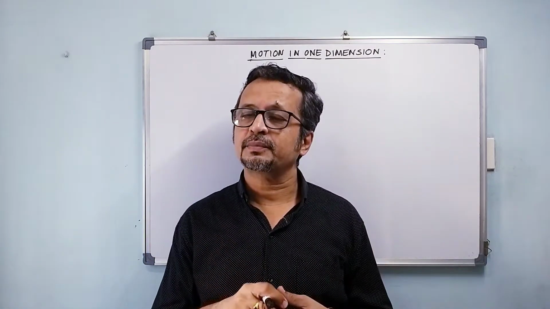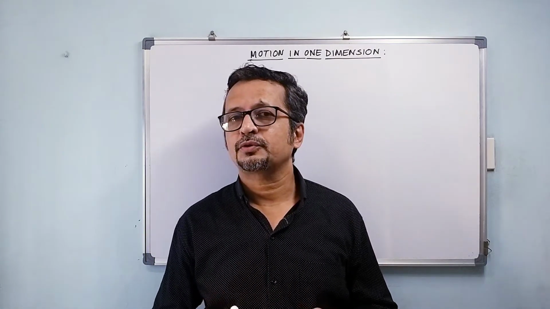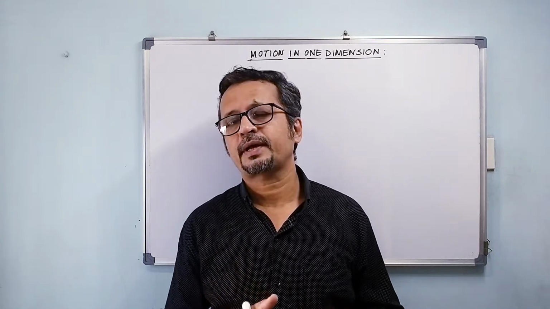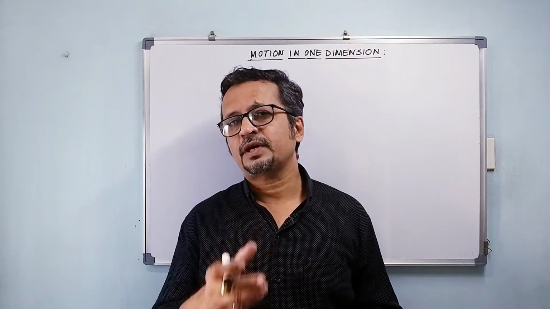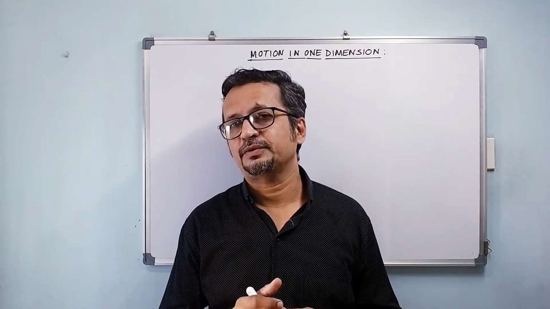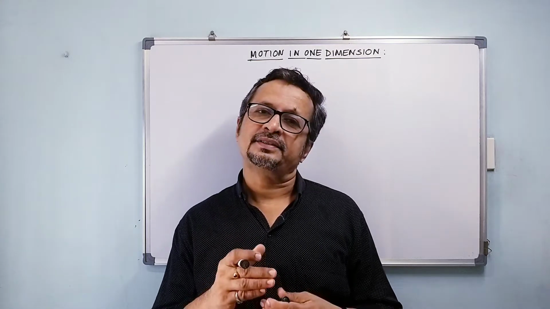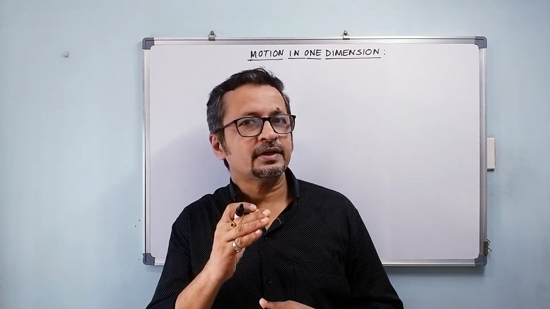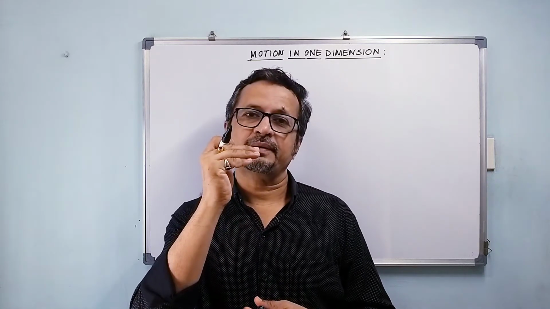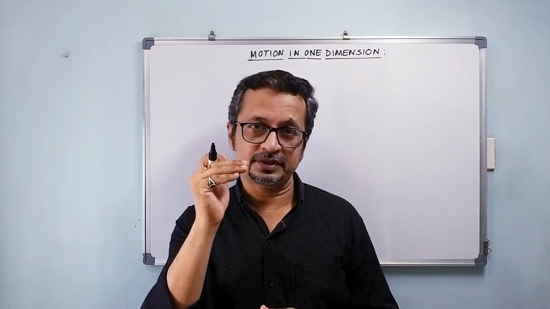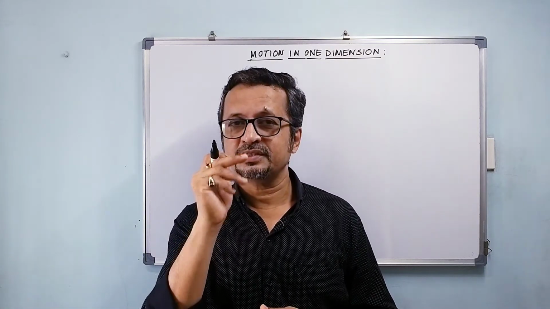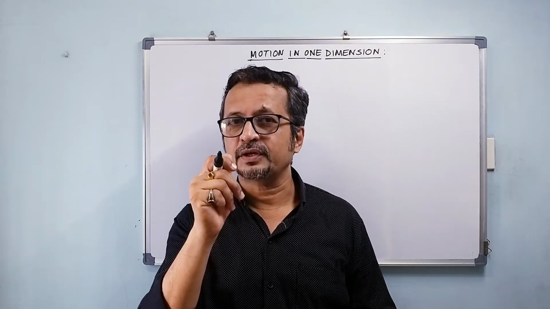I can give another example of a body which is thrown vertically upwards. I throw a ball vertically upwards. What happens to that? As it moves up, its initial velocity has the maximum value. Then as it starts moving up, the velocity goes on decreasing because gravity is pulling it down. At the maximum height, the velocity becomes 0, and now it will start falling down again.